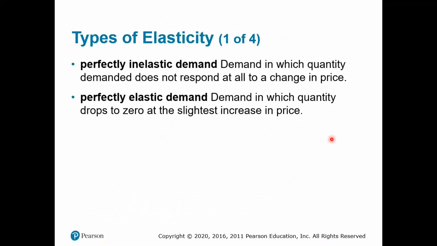So there are several different types. The first are two extremes. The first is perfectly inelastic demand. Perfectly inelastic demand, quantity demanded does not respond at all to a change in price. So the number for inelastic demand, remember these solve to a number, is 0. Quantity demanded does not respond. So a perfectly inelastic demand curve would be a vertical line, is what that would look like.